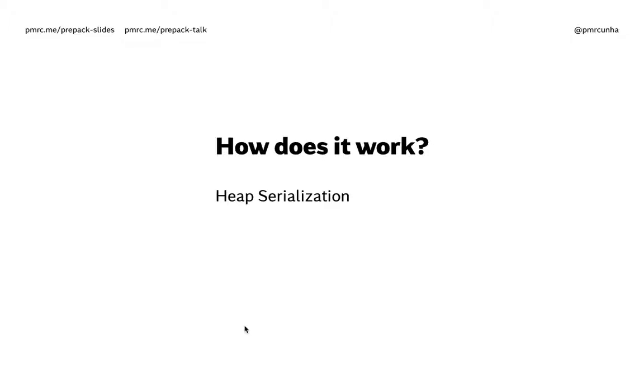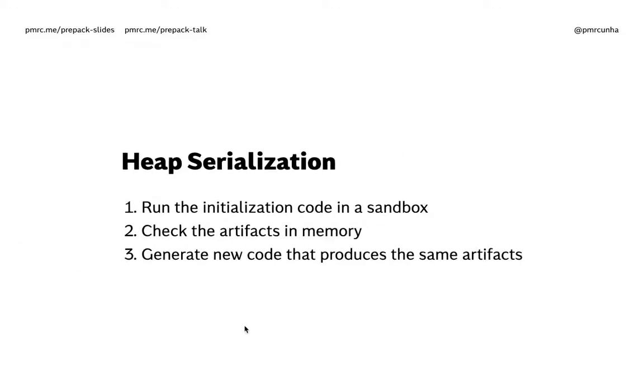So how does it work? I'm going to talk about 3 things that it does, all with beautiful names. First one is heap serialization. So Prepack is going to run your code in sort of a sandbox. It's going to check what happened in memory. Once all the code that is running in the initialization phase has run, it looks at the memory and sees what is there, what are the produced artifacts, and then it's going to generate code that produces the same artifacts but in a faster way.